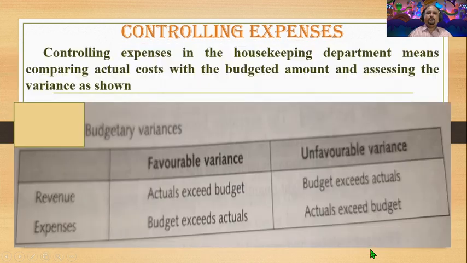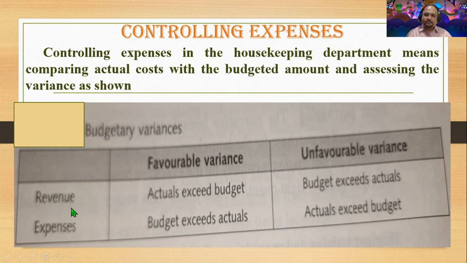Now let us proceed to the next slide, and we will try to understand again the most important aspect, which is based on the previous sample that we have seen about controlling expenses. Controlling expenses in the housekeeping department means comparing actual costs with the budgeted amount and assessing the variance as shown. So here we'll try to see the budgetary variance.